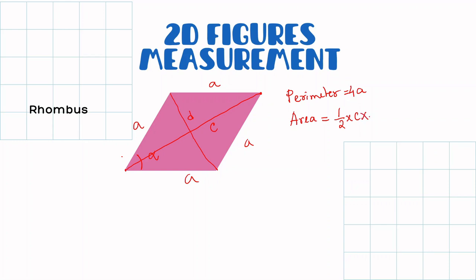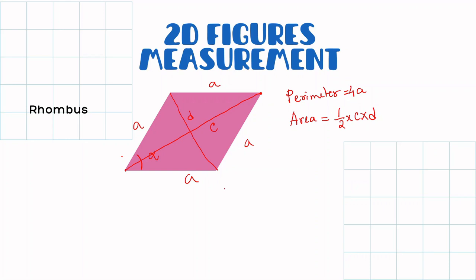C into D. Okay. So we know about the perimeter of the rhombus. Perimeter will be same as square, 4 into A, and area will be different. Here the area will be half into C into D, that is half into the product of its diagonals.